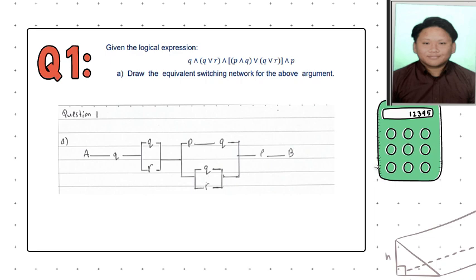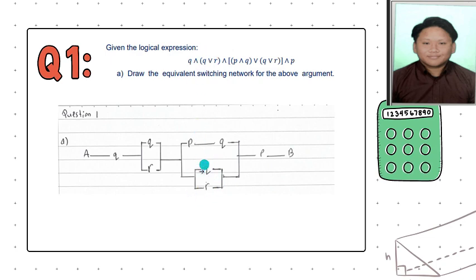So for question 1, given the logical expression here, draw the equivalent switching network for the above argument. First, we need to identify all of the symbols. If it's the inverted V, which stands for AND, we will use serial circuit, or else the symbol V, which stands for OR, we will use parallel circuit.